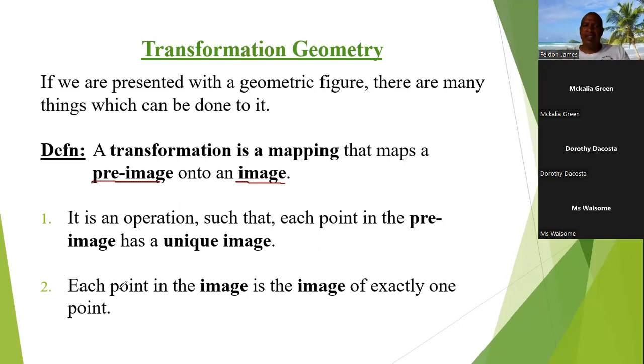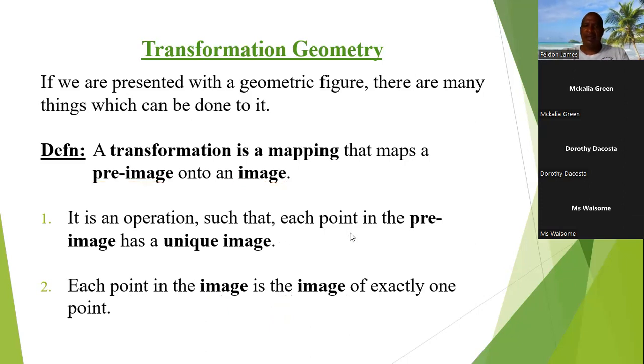All right, so the second point: each point in the image is the image of exactly one point. That means you cannot have a point that will have more than one image. Because if you have one point in a pre-image, then your image must only have one point. Is that clear, guys? So if you have a point A as your pre-image, your image can only have one point, which is referred to as A dash, meaning that this is the image of the point A. I hope that you're understanding that, guys.